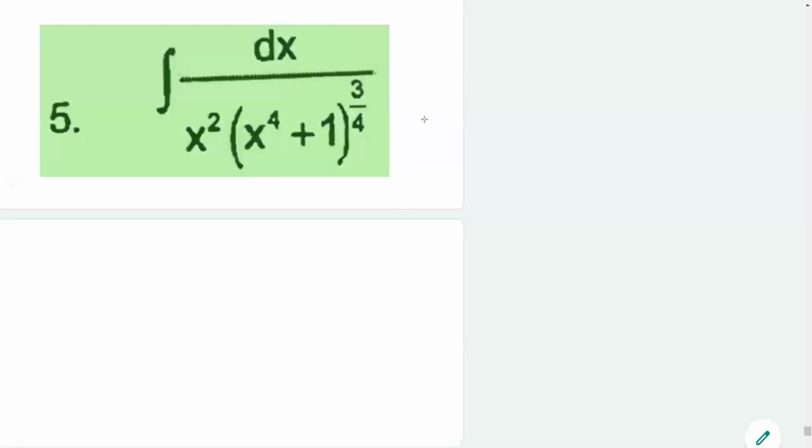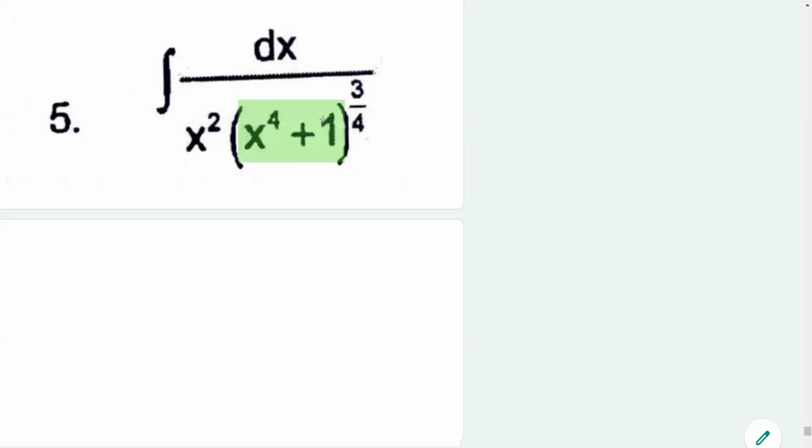In question number 5, we have to integrate this. Now, in a question like this, we see this denominator power and divide, multiply by x raised to the power 4. We have fourth power in the denominator of the exponential form. So if I do so, what I'm going to get is, say this is dx.